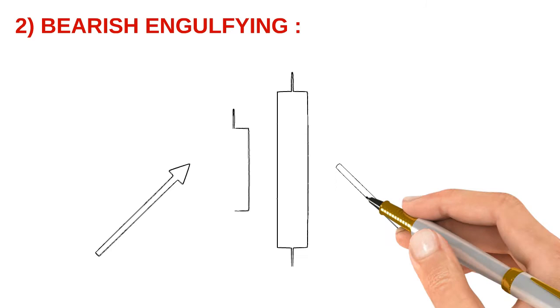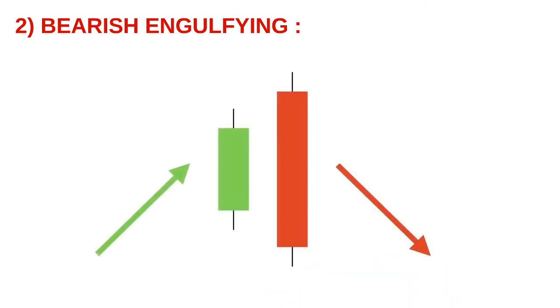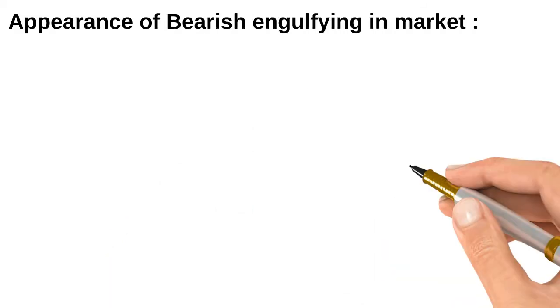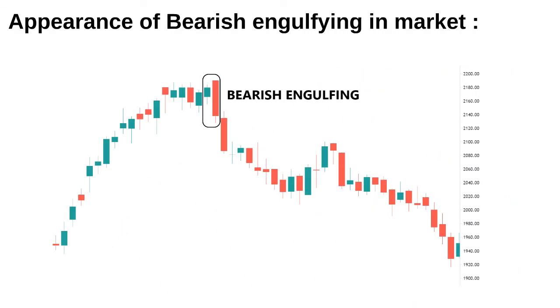Second type is bearish engulfing. It is of course the vice versa of bullish engulfing. It is formed at the top of the trend and the prior trend should be bullish. On the first trading session, a green candle is formed, and on the second trading session, a red candle is formed long enough to engulf the green candle. Then the bearishness is expected for the next few trading sessions.